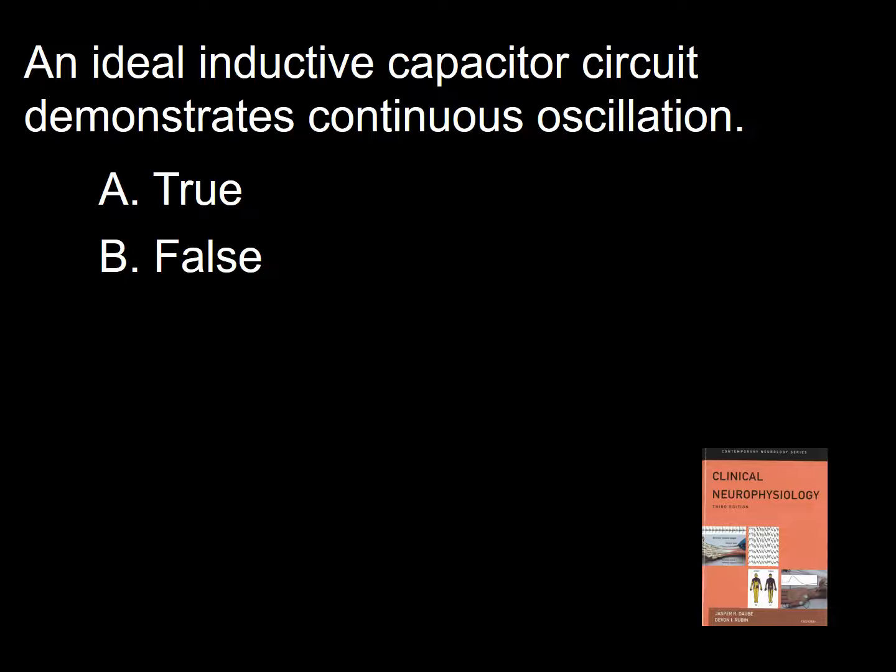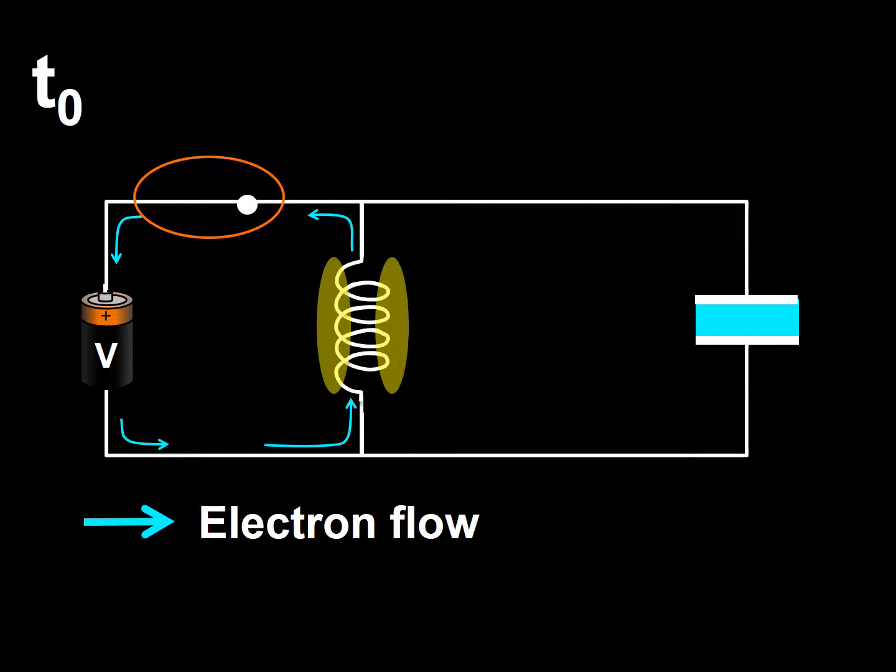Next question. The ideal inductive capacitor circuit demonstrates continuous oscillation. A true, B false. When direct current has been applied to a capacitor inductor circuit for a while and the capacitor has been fully charged, all current will flow through the battery inductor part of the circuit. I have labeled this as time 0.